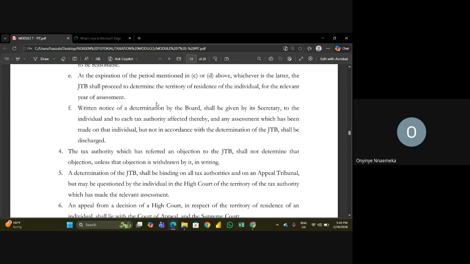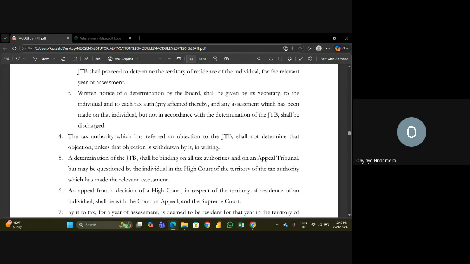So then the board, JTB, would now give a notice of determination to that individual and the tax authority that, okay, we have helped you to determine the territory or residence of the person. Now, the tax authority that has referred the objection to JTB shall not determine the objection unless the objection is withdrawn by it in writing.